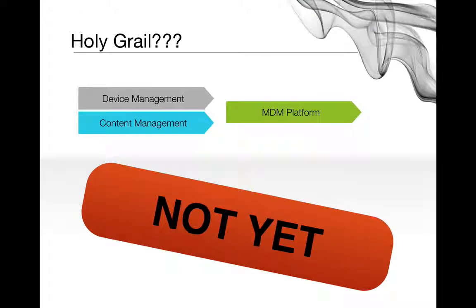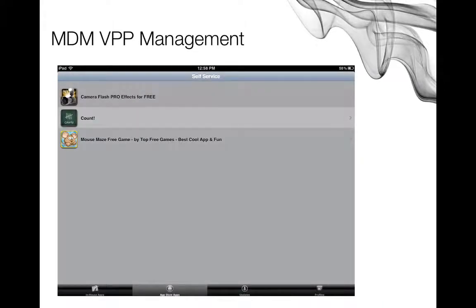It's getting better in every single release of iOS. But it's really the device management that's getting better. The content management is still tied to the VPP program, which hasn't improved. So let's look at the VPP program in a popular mobile device platform. Here's a screenshot from Casper, which is Jamf's popular MDM platform.